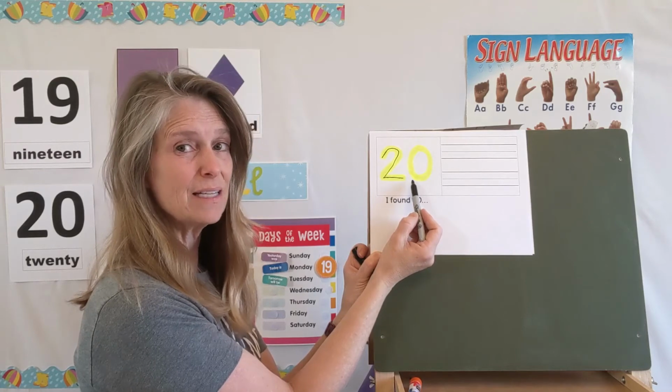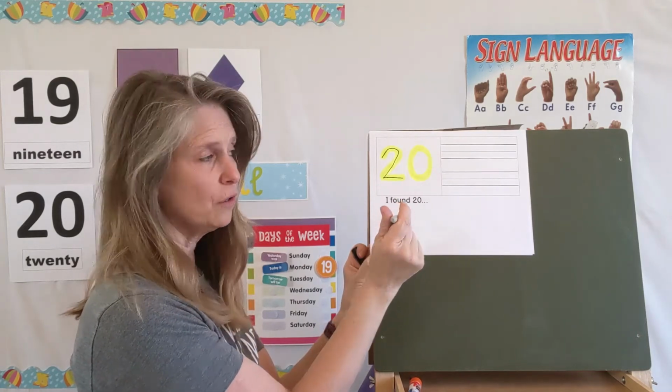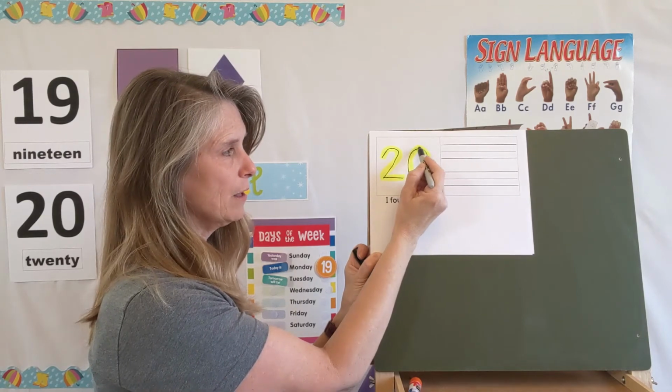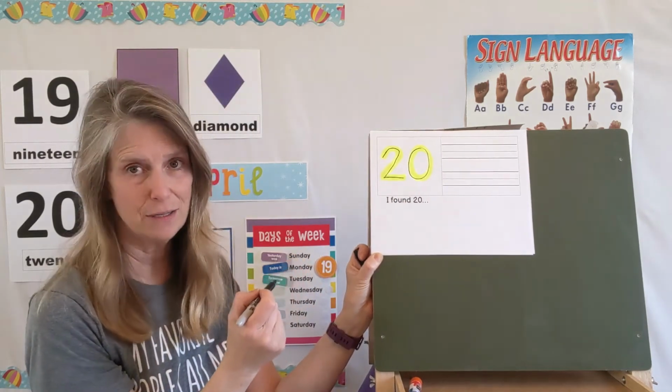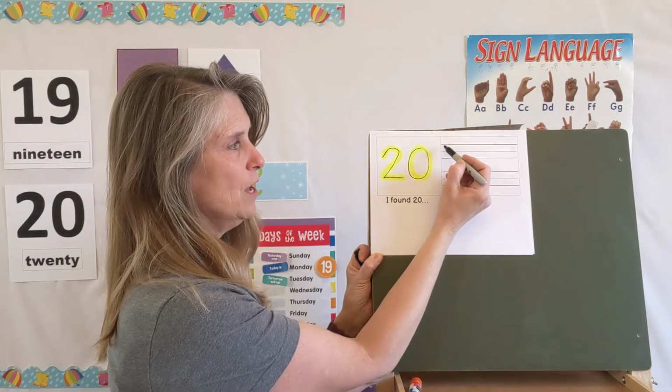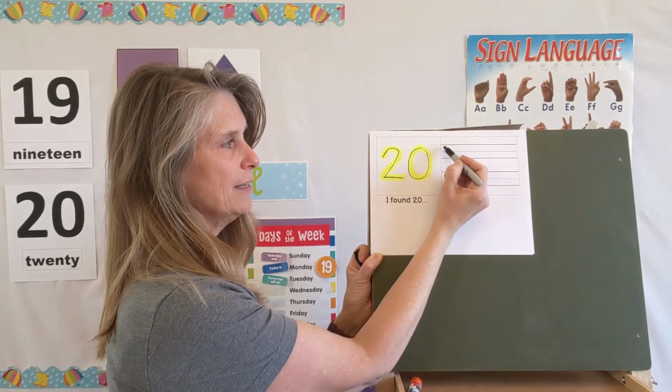Is that a circle, the 0? It's not really, is it? It's more of an oval. That means it's longer than a circle. So we start at the top, we come down to the bottom, bounce back up, and close off our oval to make a 0. On our lines, we don't start at the top line for the 2. We start between the dotted line and the top line.